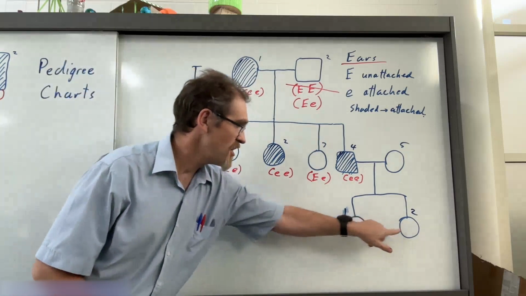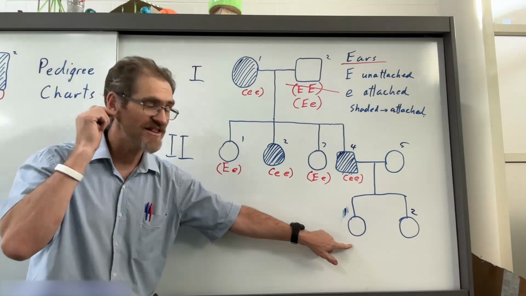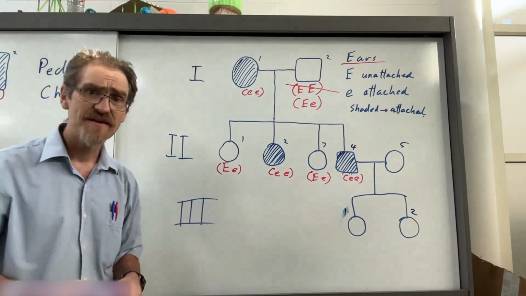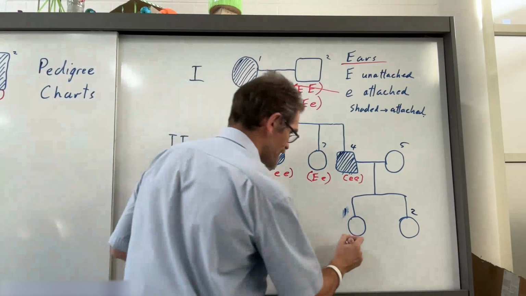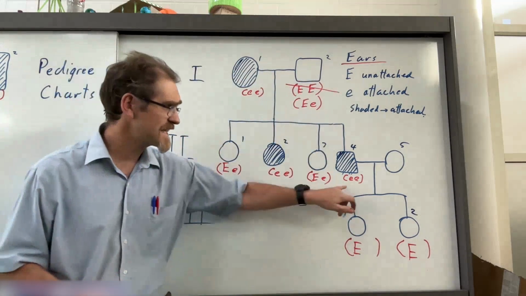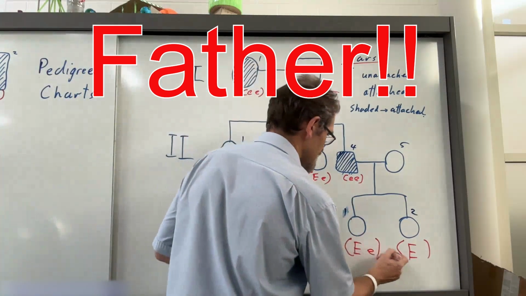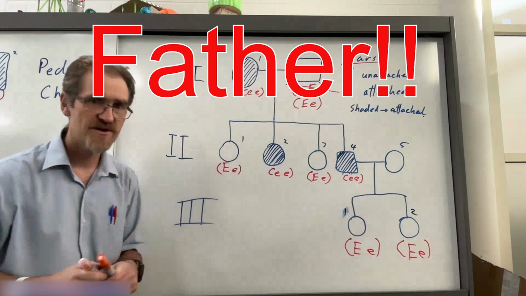Over in this region here, we know for a fact that these individuals are unattached earlobes. So they've got a dominant allele in their genotype. We know that their other allele had to come from the mother, and she's homozygous recessive. So that tells us that these 2 individuals are heterozygous.